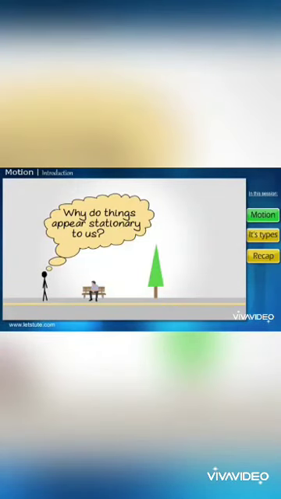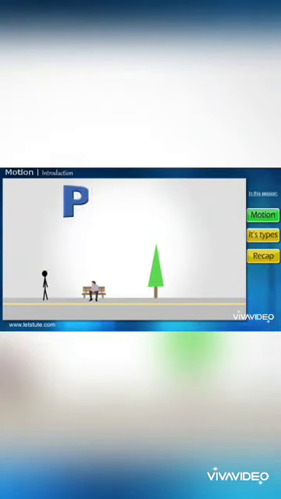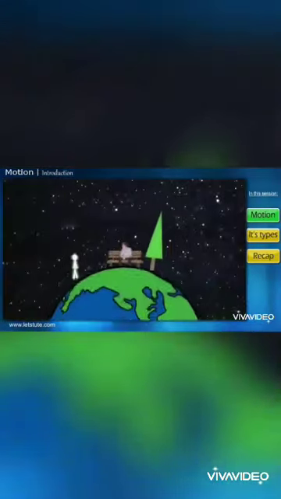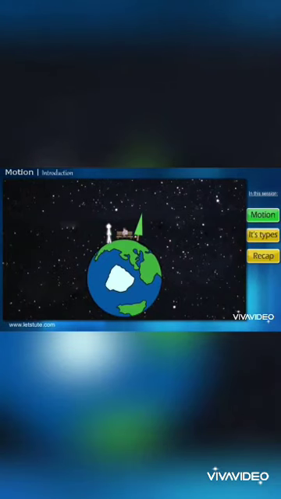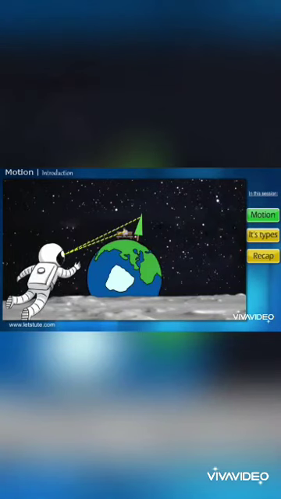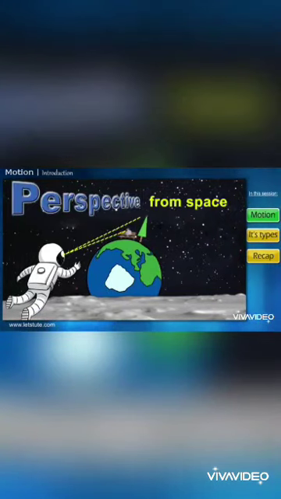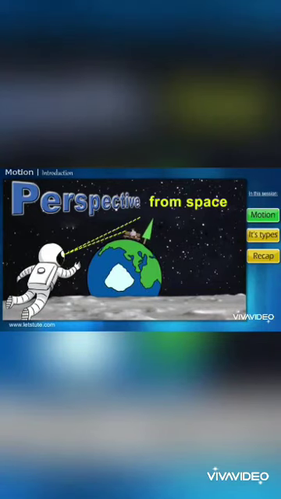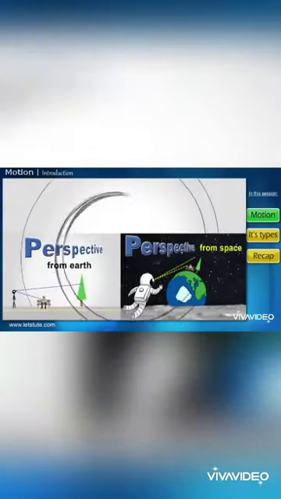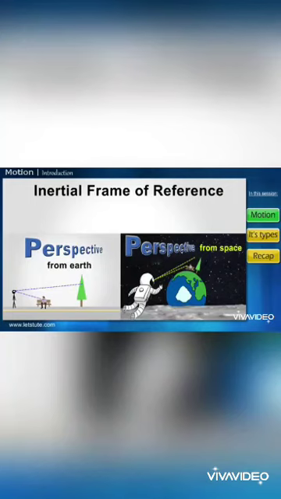So even if the stationary objects are in motion, why do things appear stationary to us? It is because when we are seeing things from our own perspective, we see that the object is stationary, as we are also seeing it from the Earth. But if we are looking from space and seeing the same object, then from that perspective, the object seems to be in motion. This relative position of an object is called the inertial frame of reference.